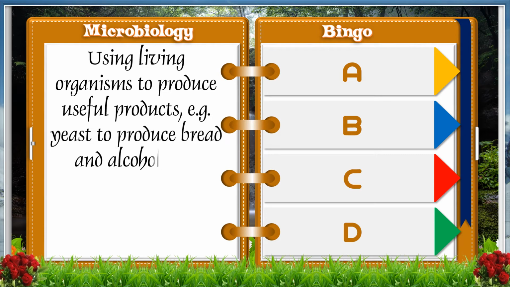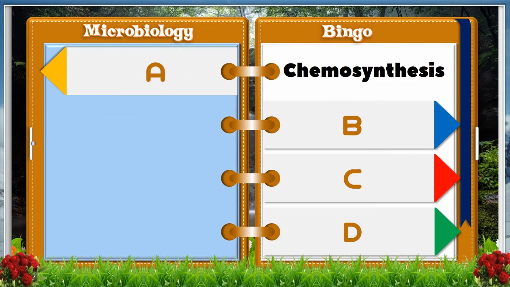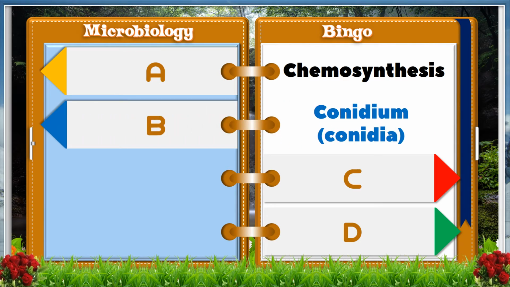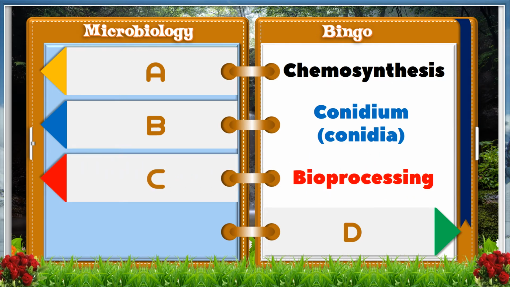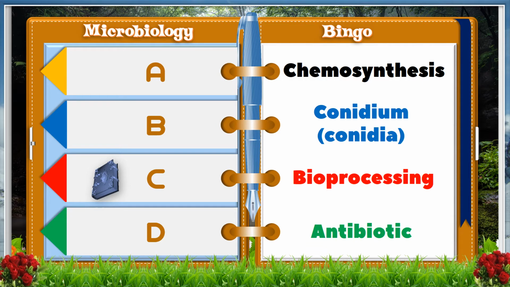Using living organisms to produce useful products, for example, yeast to produce bread and alcohol, and immobilized enzymes for the production of clear fruit juice, etc. A. Chemosynthesis. B. Conidium. C. Bioprocessing. D. Antibiotic. And the answer is C. Bioprocessing.